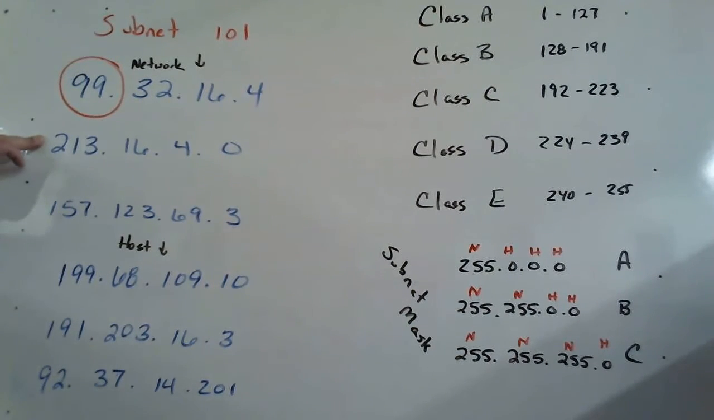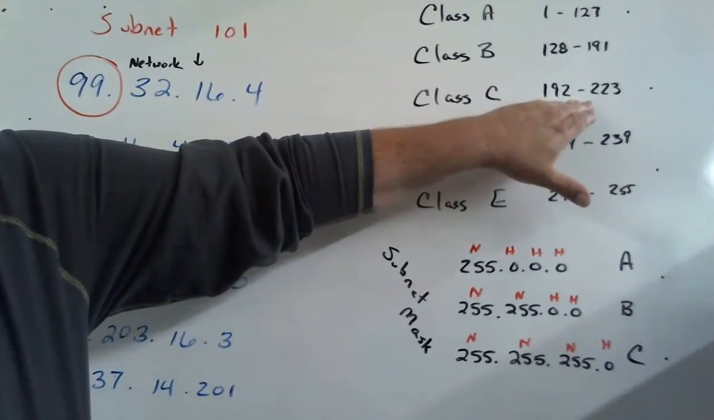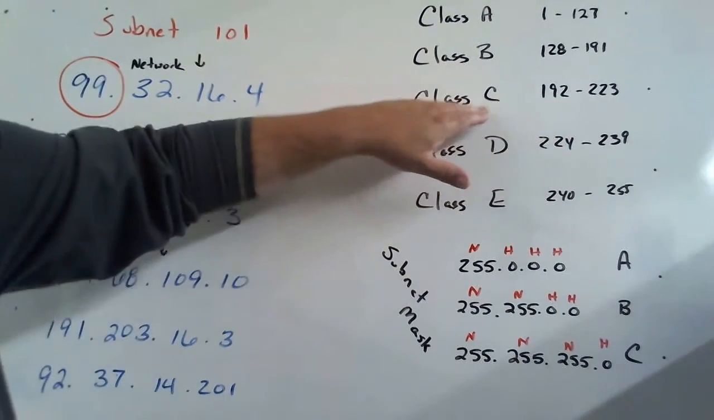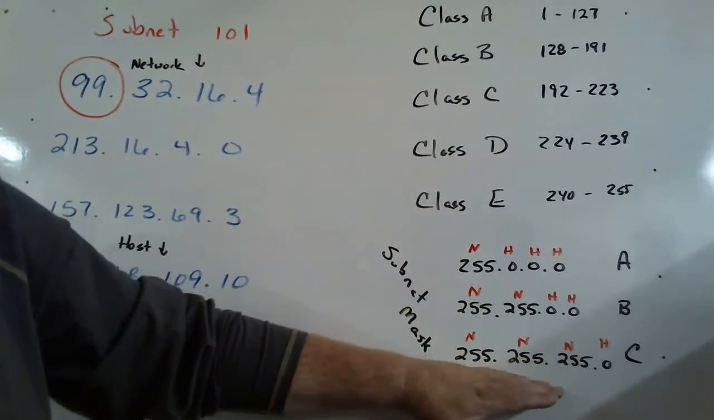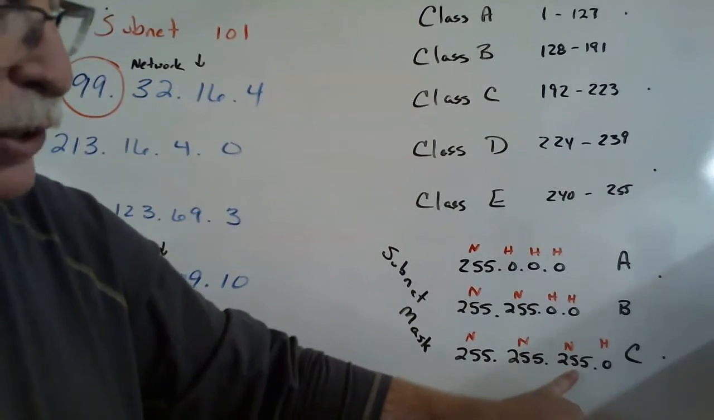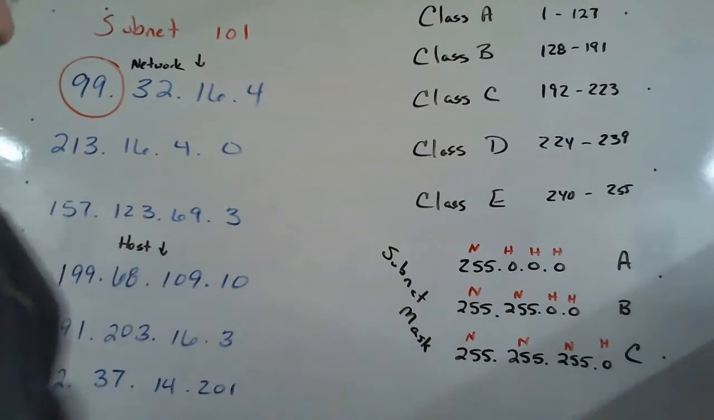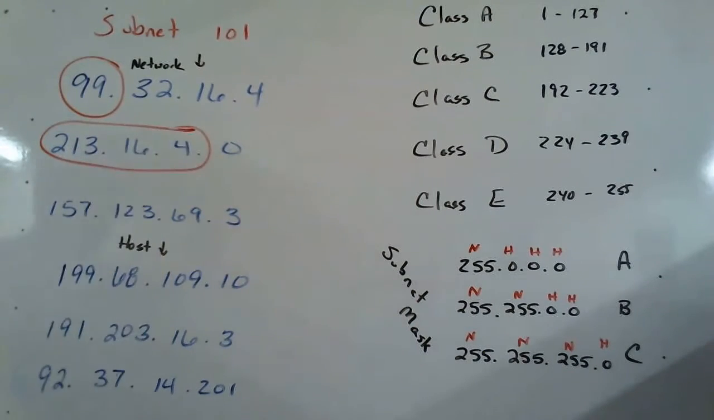Problem number two, 213. Where does that fall? Well, that happens to fall between 192 and 223. So this is a class C. If I go down here to the subnet mask with class C, my network is three numbers. So I'm going to circle the first three numbers in that IP address.